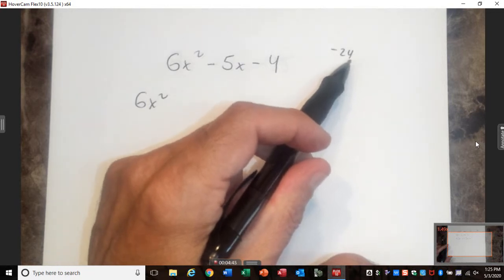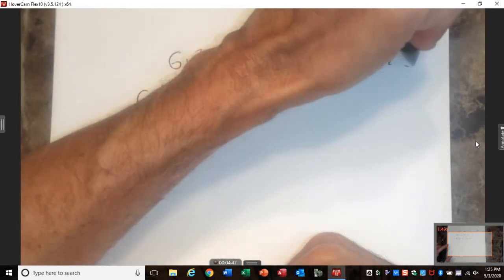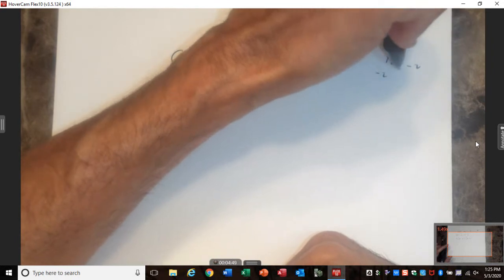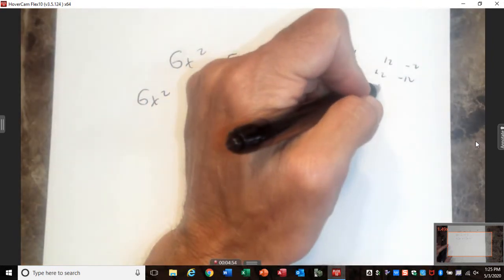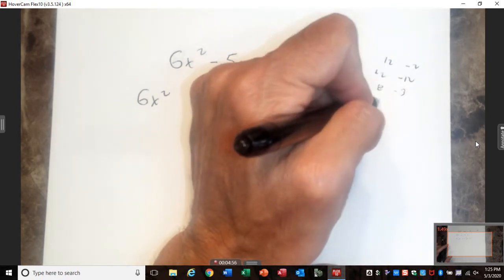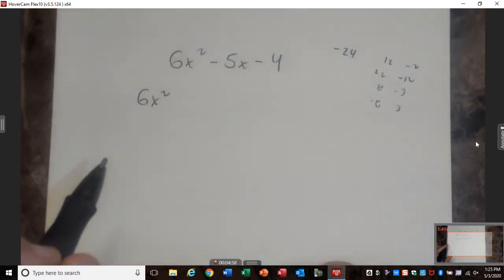Factors of negative 24. So for instance, it'd be 12 and negative 2, or positive 2 and negative 12. Don't you see where I'm going with this? 8 and negative 3, or negative 8 and positive 3. Okay?